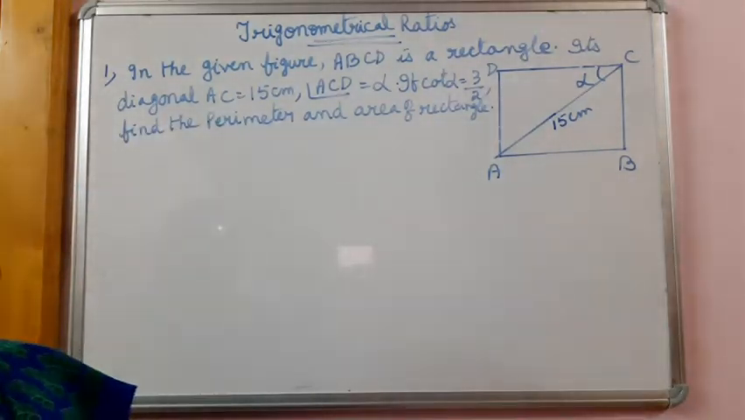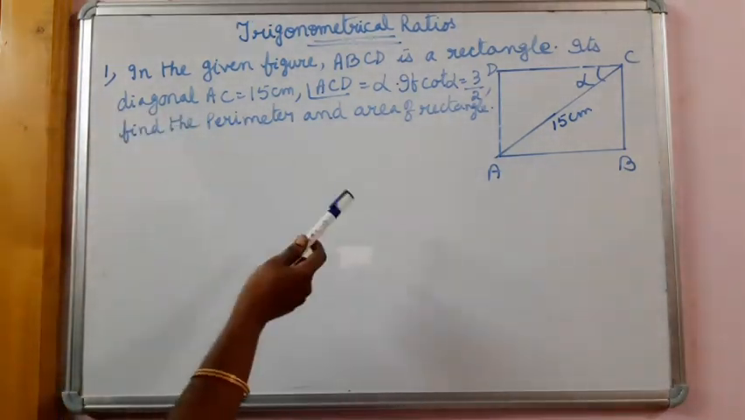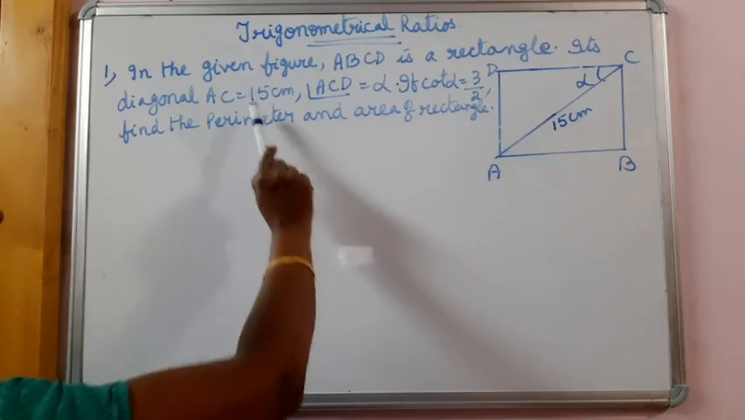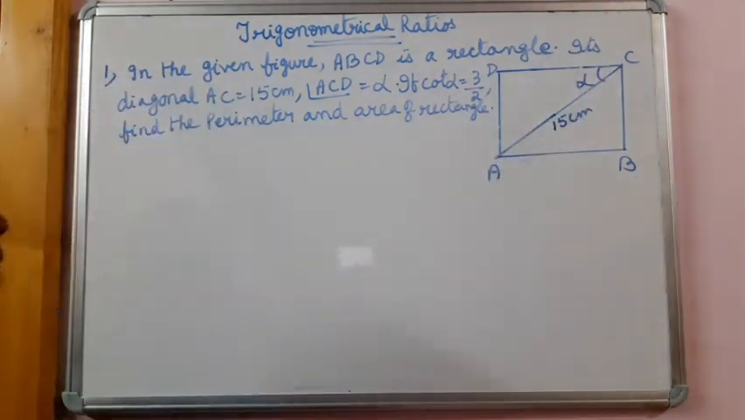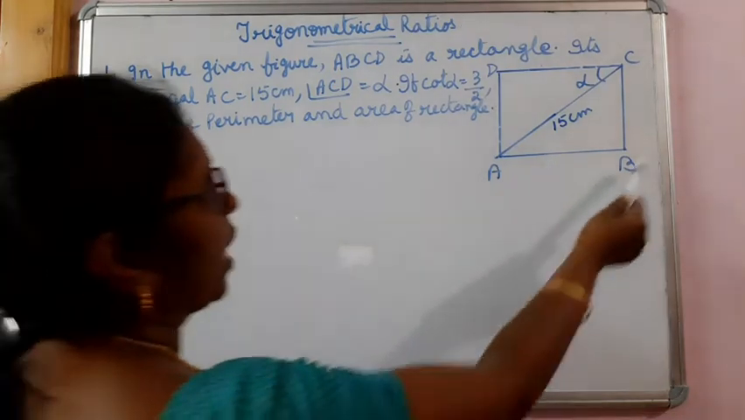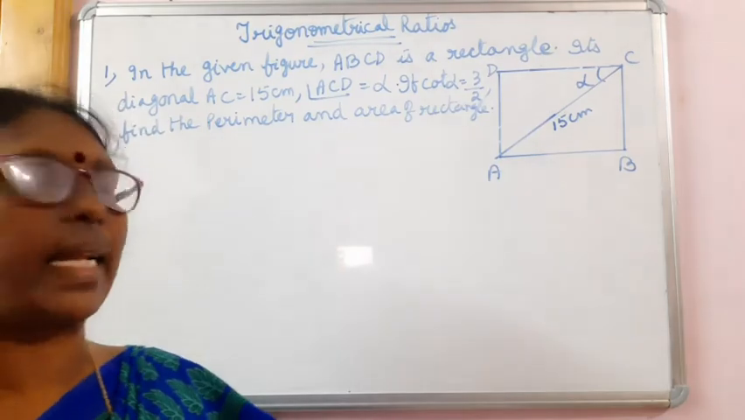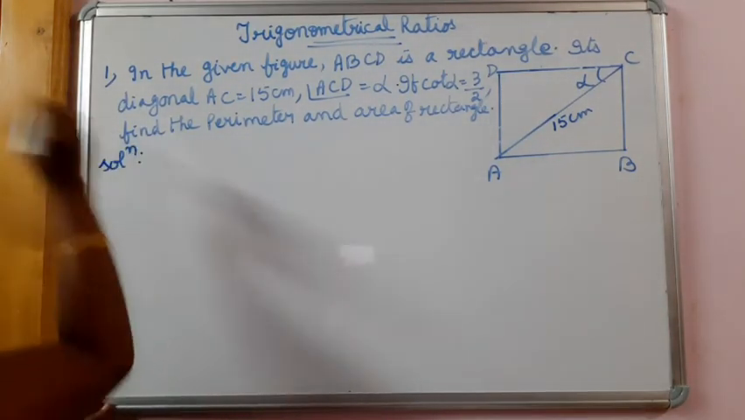Today let us have a problem based on trigonometrical ratios. The problem is this. ABCD is a rectangle, AC is a diagonal 15 cm, angle ACD is given as alpha, cot alpha is 3 by 2. If it is so, we have to find the perimeter and area of the given rectangle. Okay, let us work out for this.